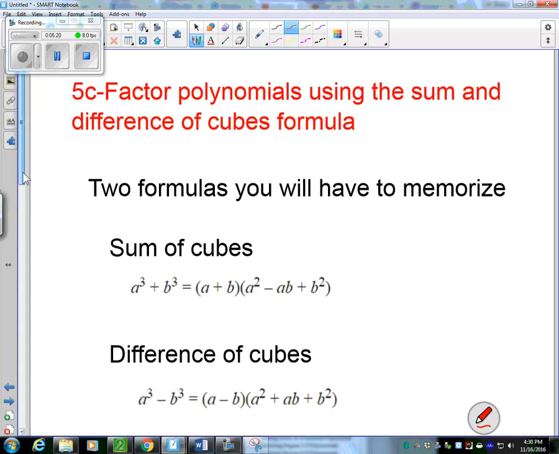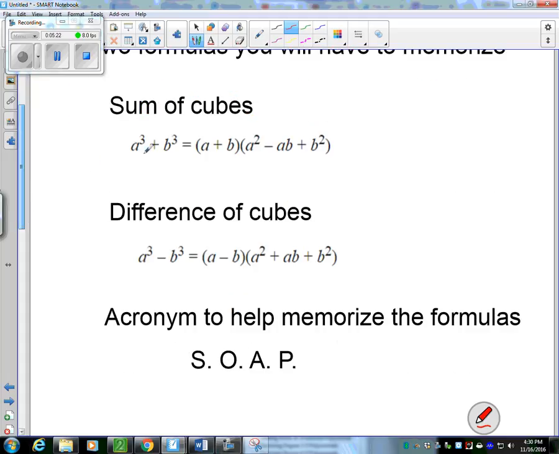The sum of cubes, it's going to be in the form where the first term you're going to be able to cube root, and the second term you're going to be able to cube root, and because it's called sum, you see there's a plus in the middle. So the formula is a plus b times a squared minus a times b plus b squared.